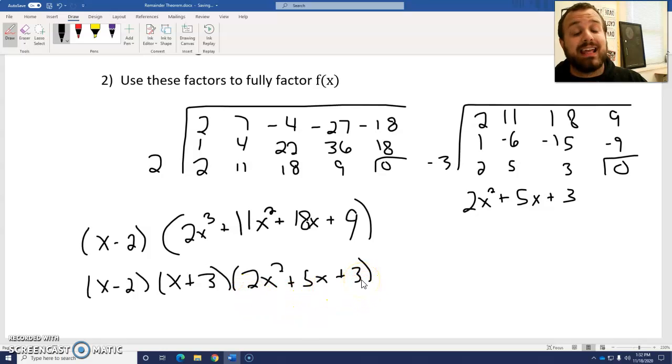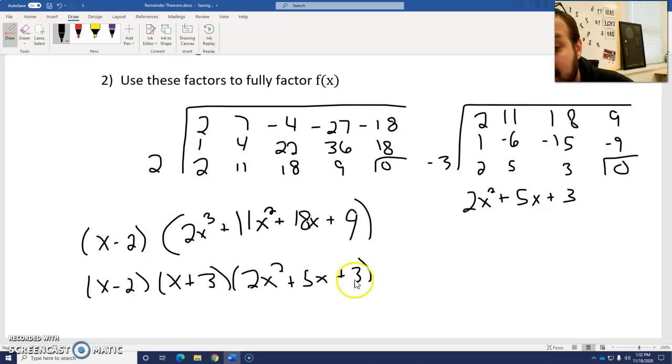That's kind of going to be our goal as we go through and we start talking more and more about fully factoring polynomials. If we can pull off factors until we're left with a quadratic, we know how to factor a quadratic already. We've talked about a lot of different ways to do that, and so we can go ahead and we can factor from there.